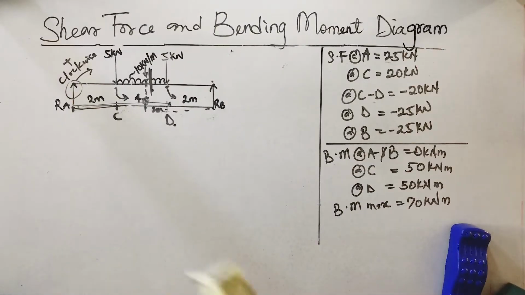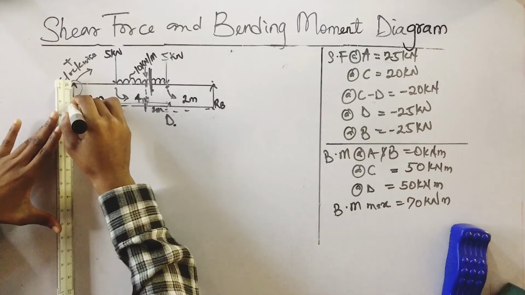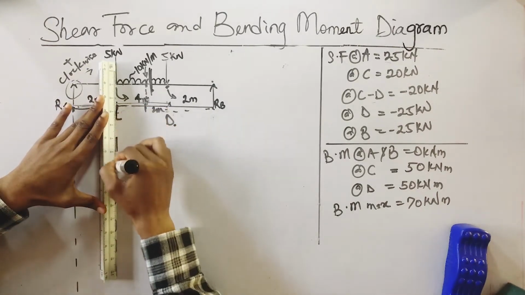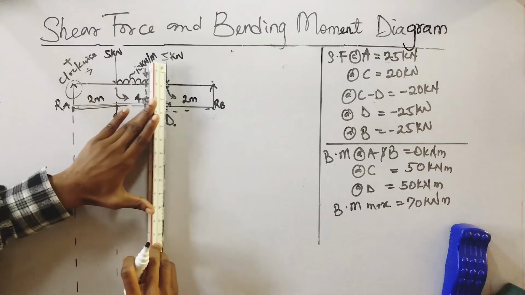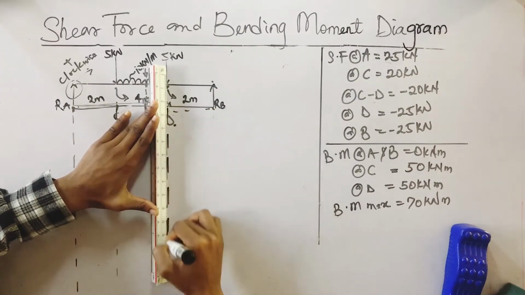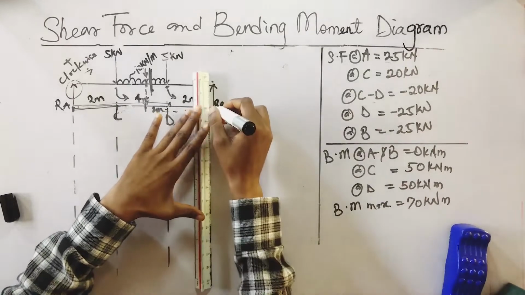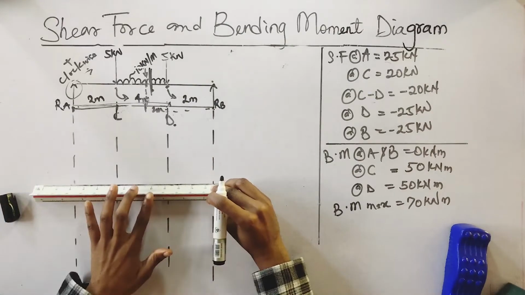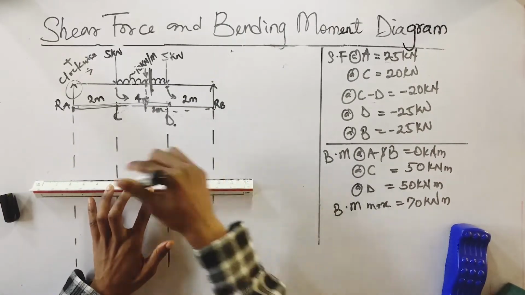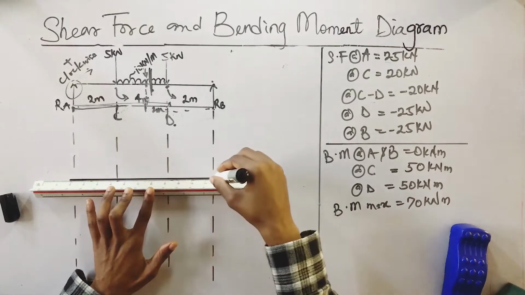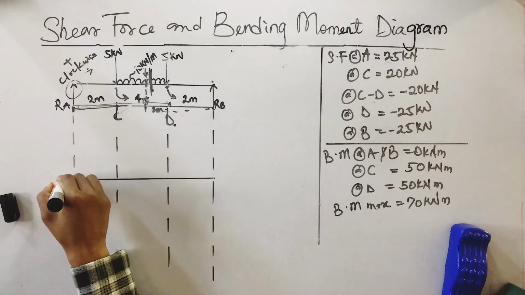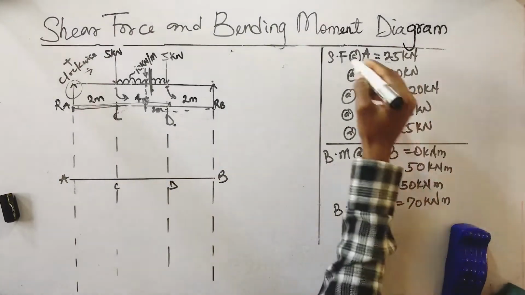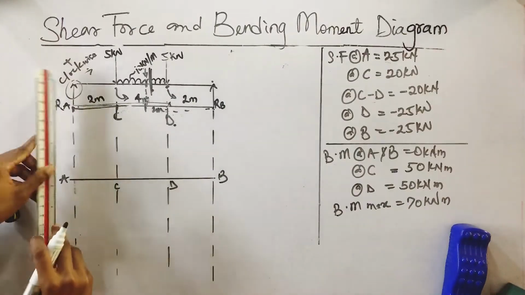Now we're going to draw dotted lines just to mark out where our shear force and bending moment diagrams will be. So this marks point A, this marks point C, this line marks point D, and this other line marks point B. So we'll draw a straight line. This is for shear force. Now we have to label the points A, B, C, and D.